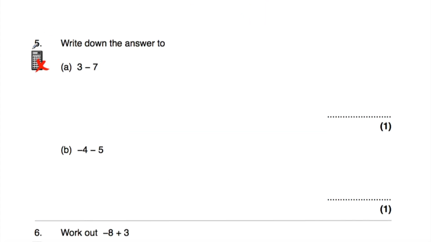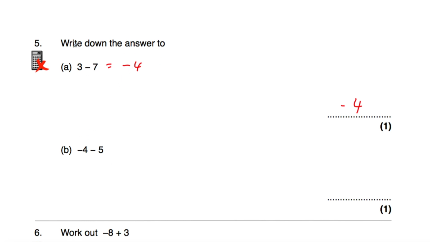Okay, let's have a look at our next question, question number 5. Question number 5 says, write down the answer to 3 subtract 7. So 3 subtract 7, well, it's going to be a negative number because if we have 7 less than 3, it's going to be negative. And let's work out what it's going to be. Well, 3 take away 3 is 0. So we've got another 4 to take away because we're taking away 7. So going down another 4 from 0 would be negative 4. So the answer is negative 4 because 3 take away 7 is negative 4.